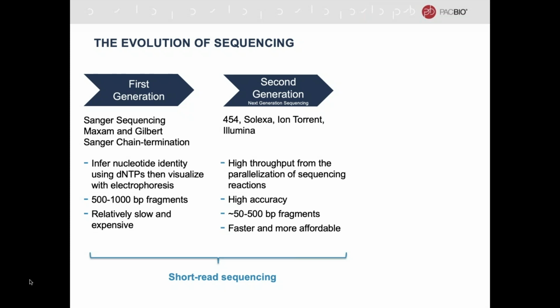Next came second generation or next generation sequencing. So this again was a short read sequencing technology. It worked through high throughput from the parallelization of sequencing reactions. It did have generally short reads, so anywhere from 50 to 500 base pairs, but it was able to bring sequencing to a broader population because it allowed for much faster and more affordable sequencing.